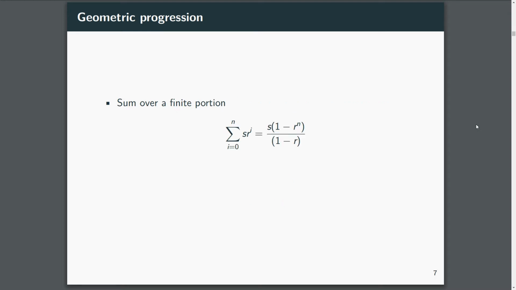If you want to sum over a finite portion of this, then you can calculate this expression. So it's 1 minus r to the power of n times s over 1 minus r. And if you want to calculate the sum from the mth element to the nth element, so you're doing a range of the sequence, then you need to change the expression just a little bit.